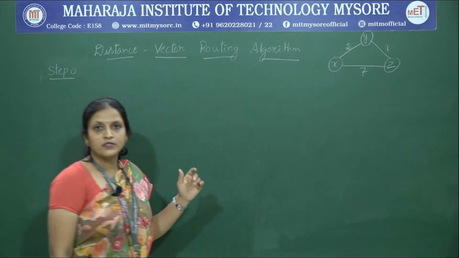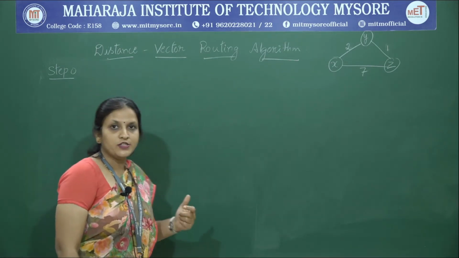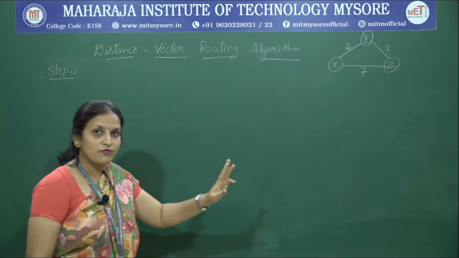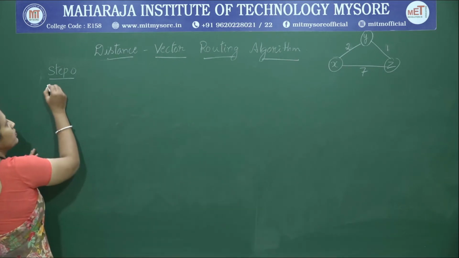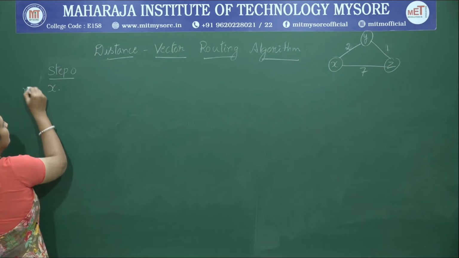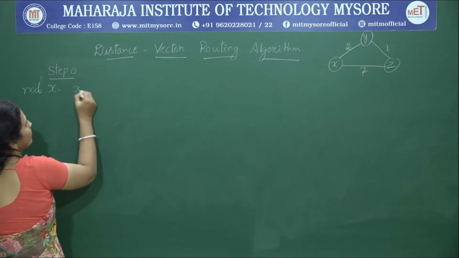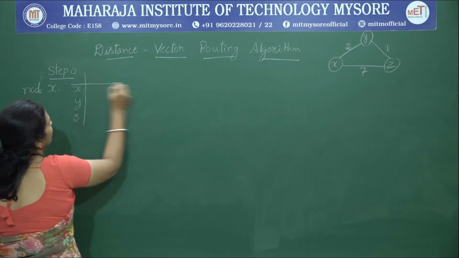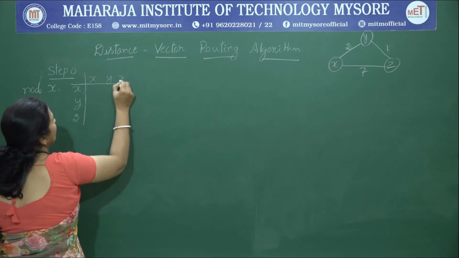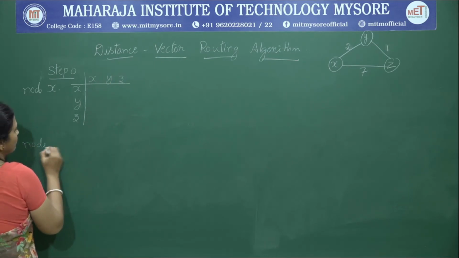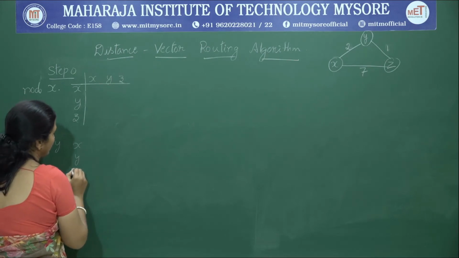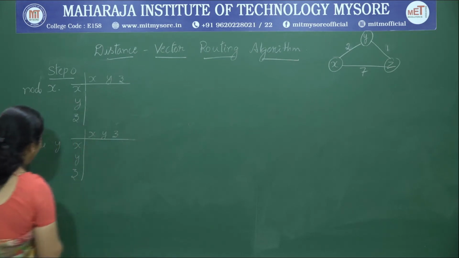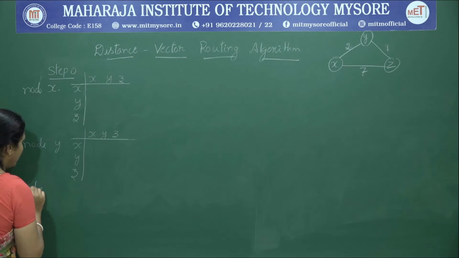Now, according to the distance vector routing algorithm, we will start with initialization. At step 0, we will have a distance vector for all these 3 nodes. So, 3 distance vectors for 3 nodes. So, how it is for node x, similarly for node y, and for node z.